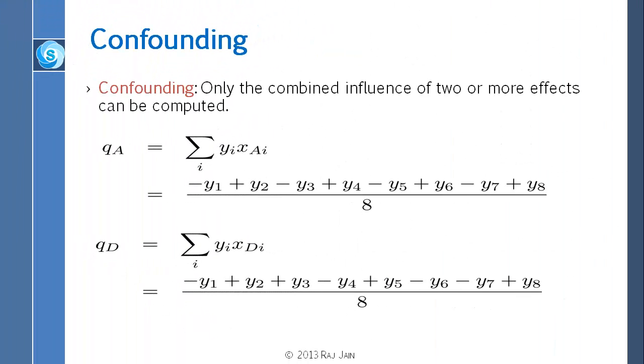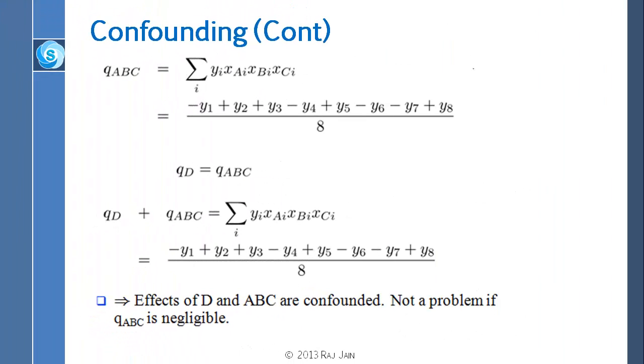So what is happening is confounding. Confounding means if you were to calculate QA in that design, the QA would be this column value. If you were to calculate QD, it would be this value. You can just look at the sign, and then I just wrote the signs there, right? Now, if you were to confound QABC, it will be exactly the same value because ABC has the same signs as D. So what you have done is you have gotten QD and QABC all mixed up. And that is called confounding.